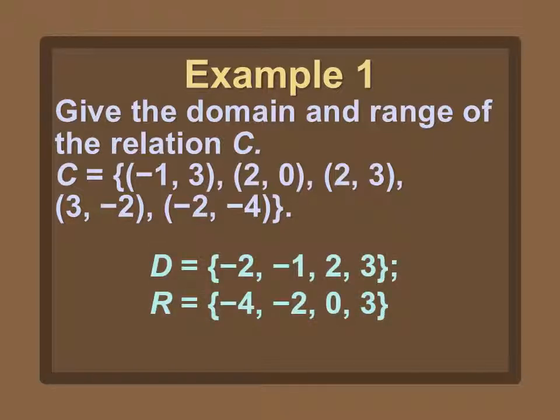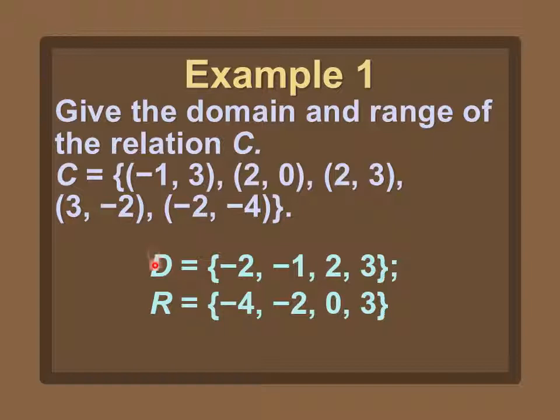Okay, so if you're looking for the domain, you're looking for the first number that appears in the ordered pair. So we were looking for negative 1, 2, 2, 3, and -2. So the smallest number that appears first is -2, then -1. Even though 2 appears twice as an x, we only have to write it once, right? And then 3 appears also as an x value, so we write 3.